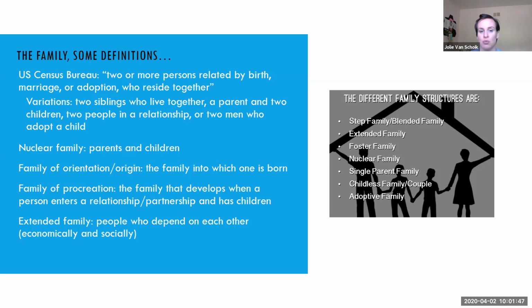A lot of times people also use the word family of orientation or family of origin, and that's the family in which you were born. So if you were adopted, you might talk about your family of origin or your family of orientation, meaning your biological family or the family you were born into, and now you have an adoptive family as well. We have a family of procreation, and this is the family that develops when a person enters into a relationship or a partnership and has children. Or if they're not in a relationship, if they just have children.